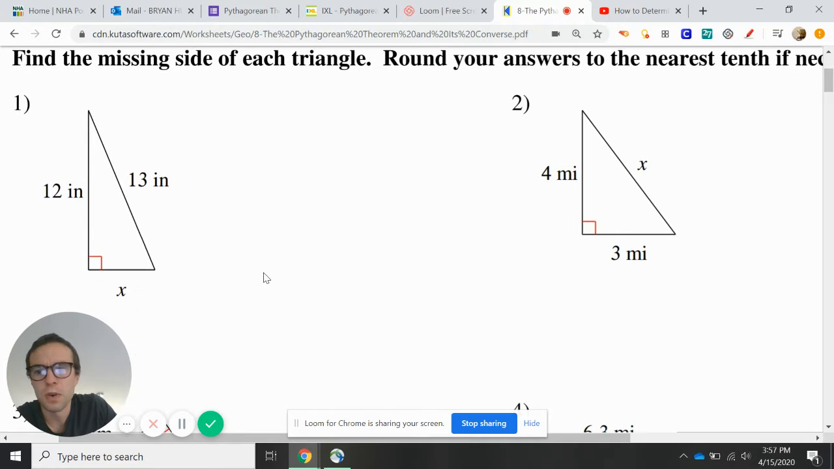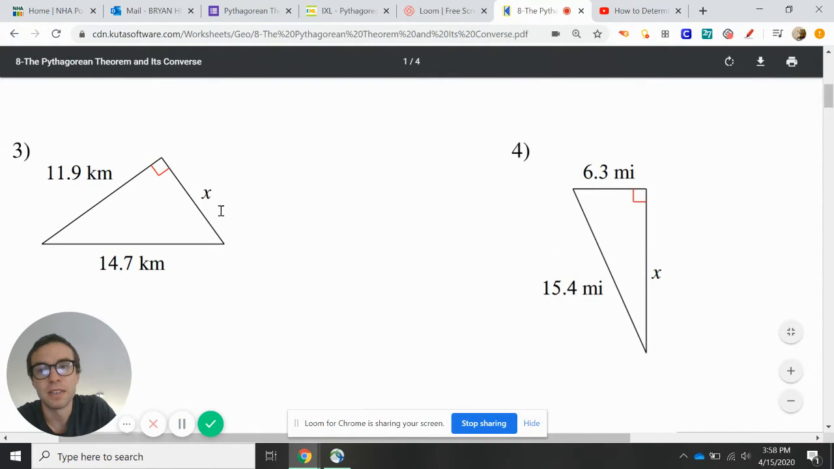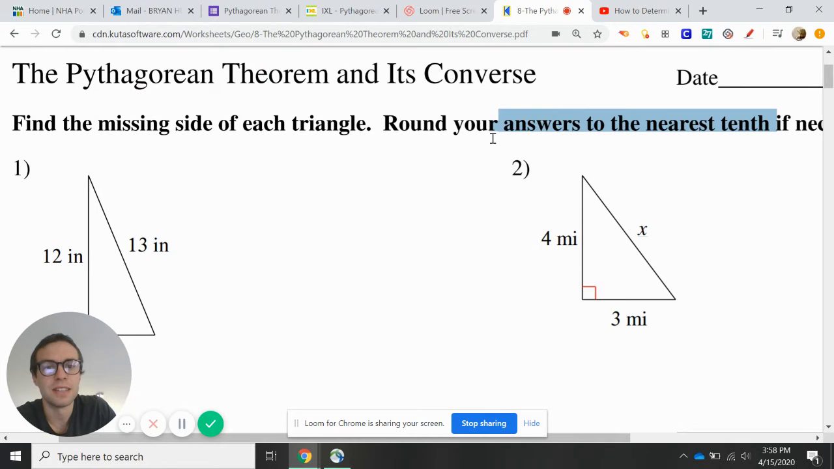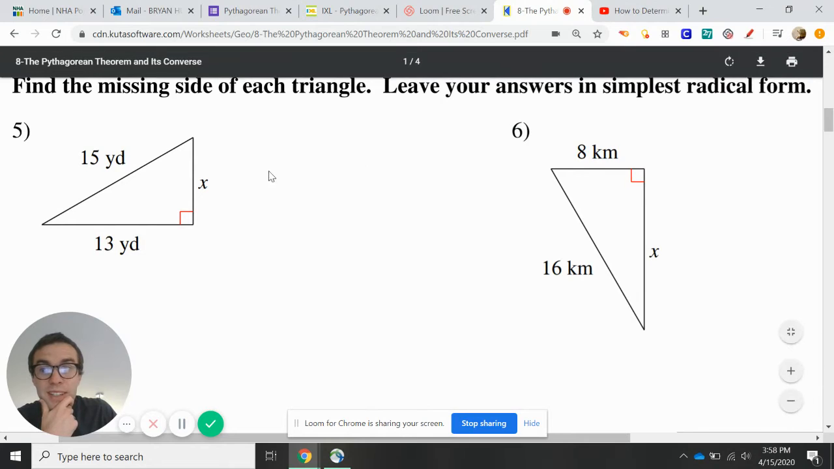So these first four, just using the Pythagorean theorem, I'm not going to go over those, but it's a squared plus b squared equals c squared. Make sure that you put your hypotenuse, the one that is across from the right angle, in for c. Even though they're using x here this time, you can still use a squared plus b squared equals c squared. And then you would just round your answer to the nearest tenth if you need to. So if you have to take the square root and it's not a perfect square, just round it to the nearest tenth.